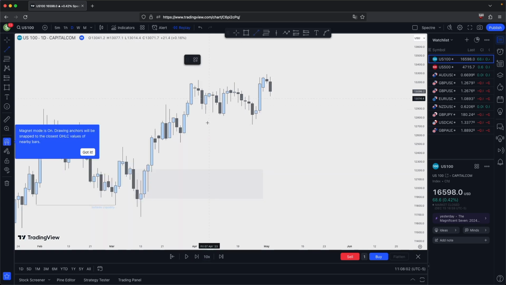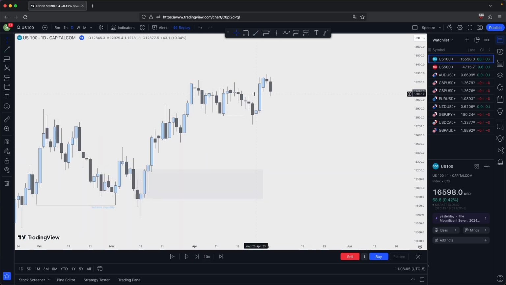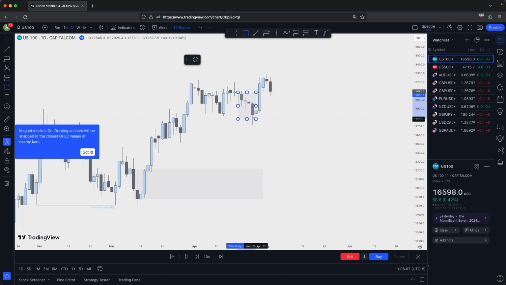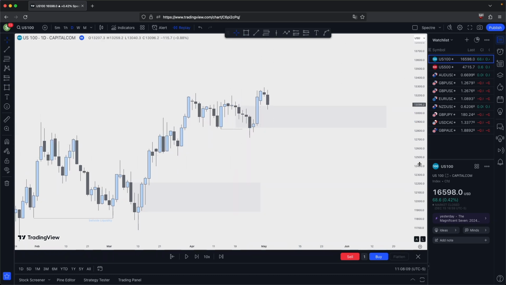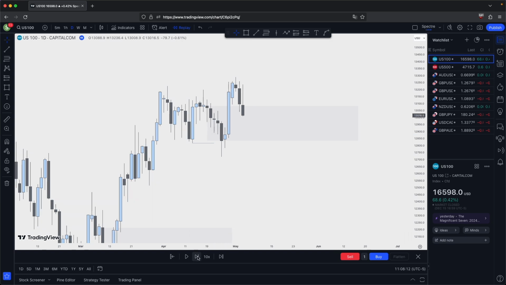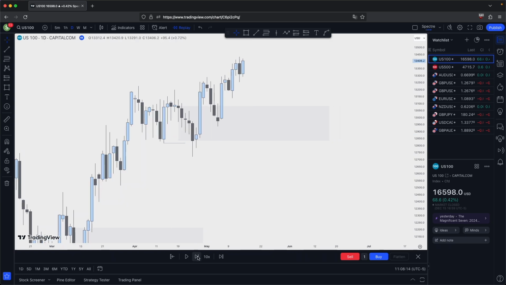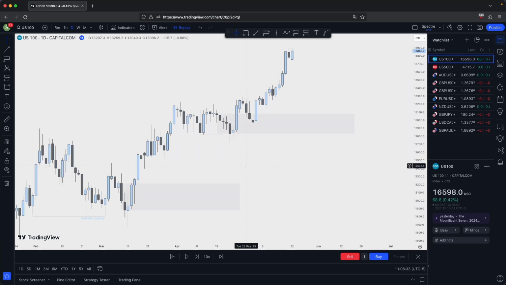Same thing here. We have another sweep. This becomes your high probability order block. Price retraces into it. And it has further expansion. And that concludes the second way an order block could become a high probability order block.